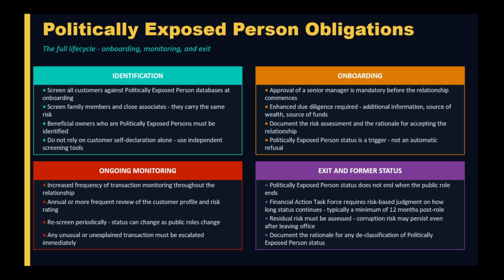Exit and former status. This is the area most candidates overlook. PEP status does not end the moment they go off from their public roles. FATF actually requires a risk-based judgment on how long enhanced measures must continue after a person leaves office. In practice, most jurisdictions apply a minimum continued period, often 12 months, and some require enhanced treatment to continue indefinitely where the corruption risk persists.